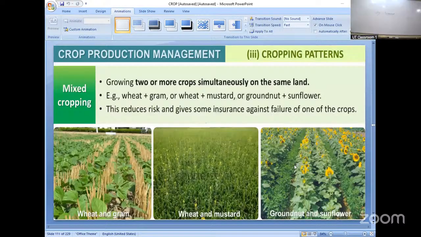Now the mixed cropping. Mixed cropping means two crops are grown together, like wheat and gram, or wheat and mustard, or groundnut and flour. When these two are grown simultaneously, it reduces the risk against the failure of one. If one crop fails to grow, the farmer can get the other crop. So this mixed cropping is very important for the farmer.